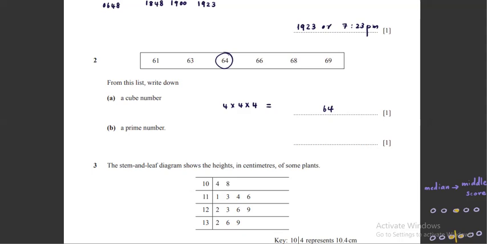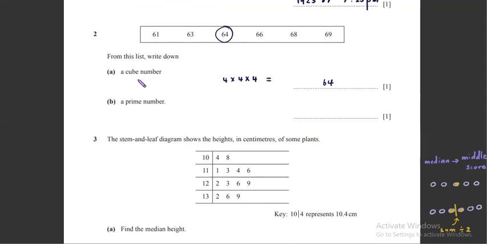64 is also a square number, but they haven't asked anything about a square number. So they're just asking for a cube number. So 64 is a cube number. Next, we need to figure out a prime number. A prime number is a number that has just 2 factors, and the 2 factors will be 1 and itself. So in this case, out of the numbers that are given here, we can skip all the even numbers because even numbers will not be prime except 2.